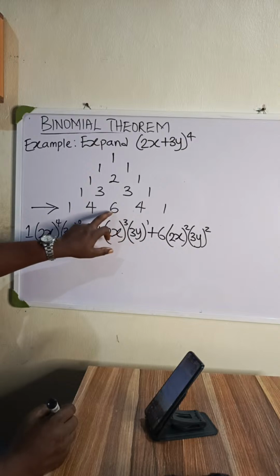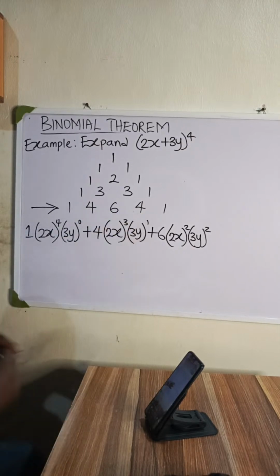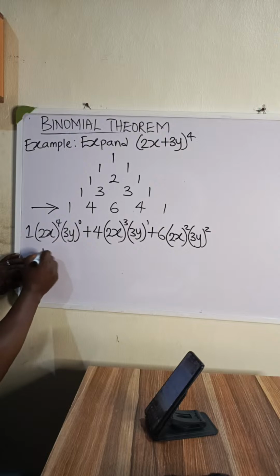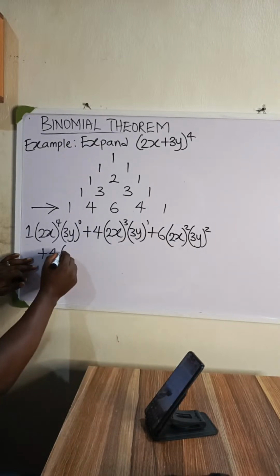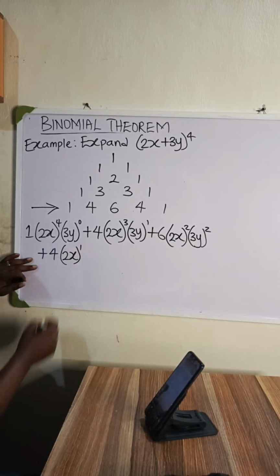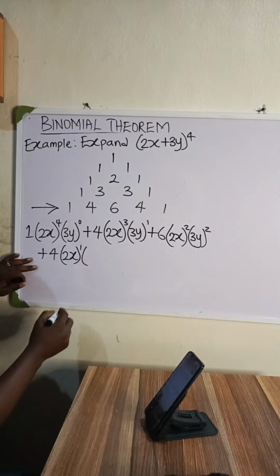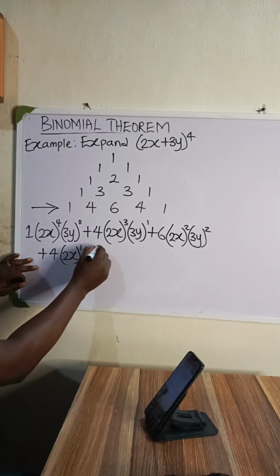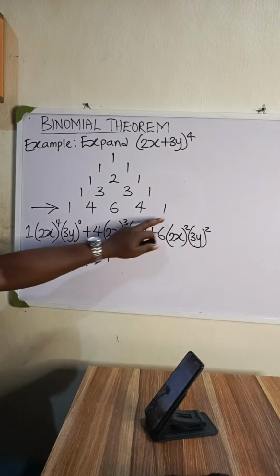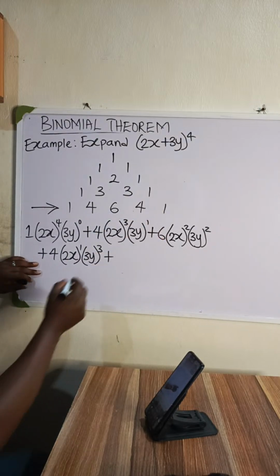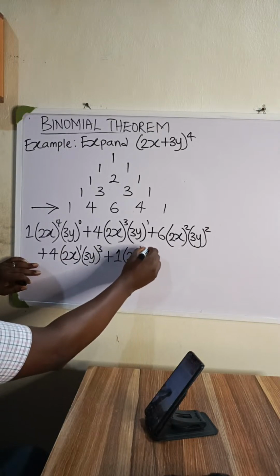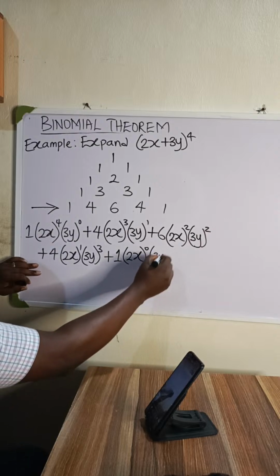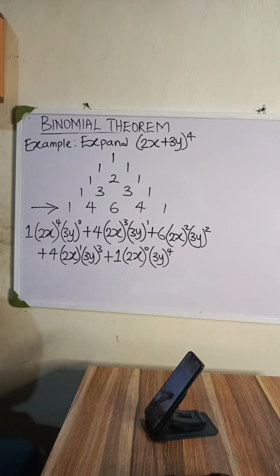So we are done with this. We go to this. Plus 4 into the exponent of 2x is dropping, so we have 2x exponent of 1, and then 3y exponent of 3, plus we go to the last one, 1 into 2x exponent of 0, 3y exponent of 4. So that's all we need to do.